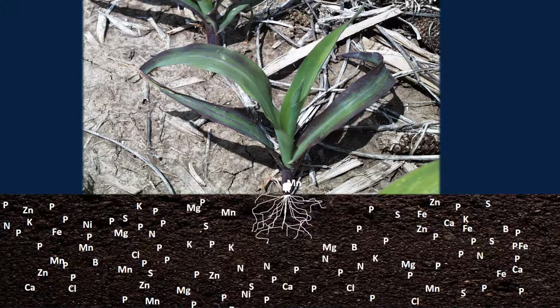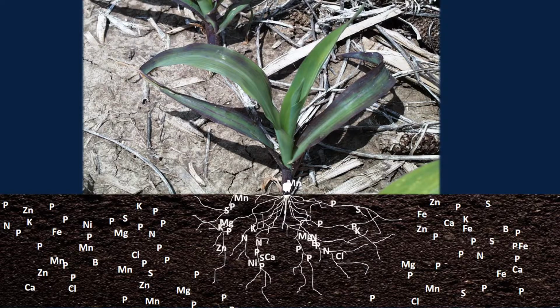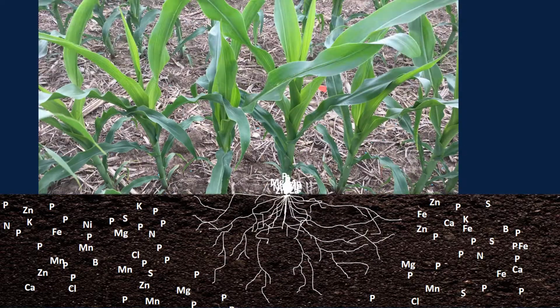Some of them can move through the water as the plant takes up water, and move a little bit easier, such as nitrogen and sulfur. However, as the plant gets older, it still sends its roots further out into the soil and continues to take up the nutrients that it needs. Nutrients can move some in the soil. Some nutrients move slowly, such as phosphorus and potassium. Nutrients such as nitrogen and sulfur move a little bit more readily in the soil.